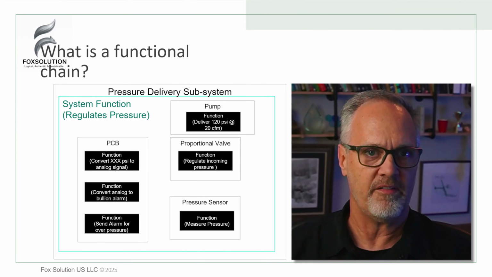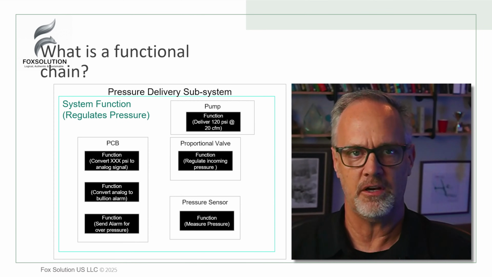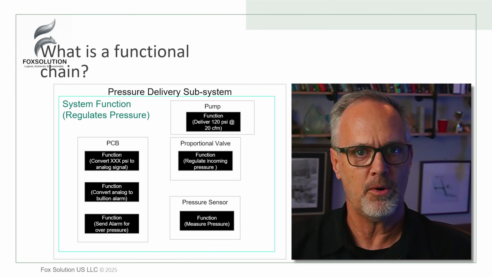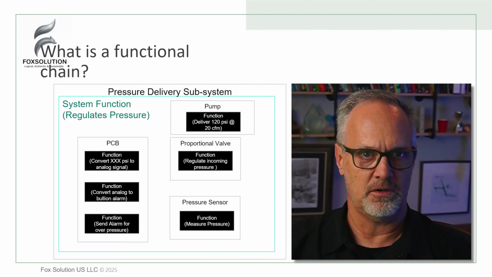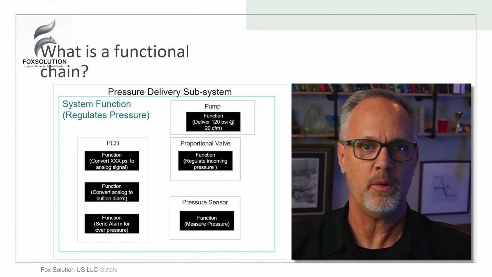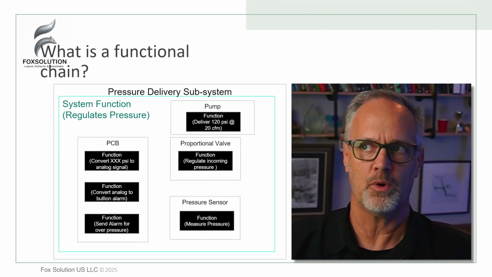So now we might have a printed circuit board, a proportional valve, a pump, a pressure sensor, different components that give us that closed loop control. And each one of those components then have a set of functions that are associated with it. But at the high level, we're still delivering pressure, but we might be delivering pressure at a much more granular level or a much more controlled level.